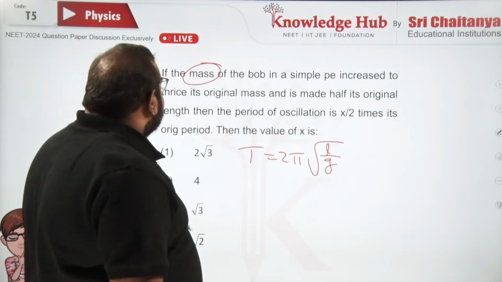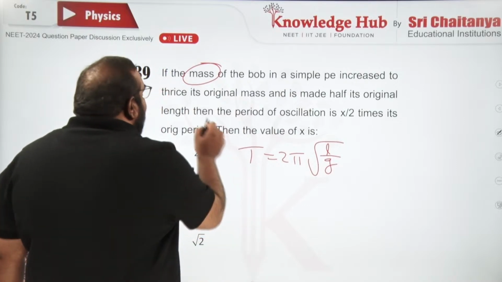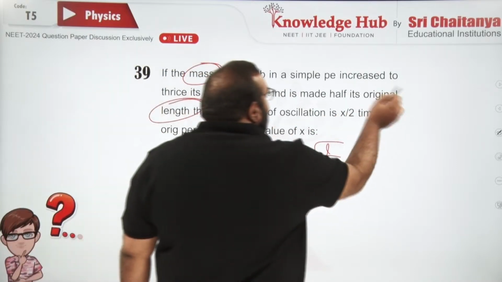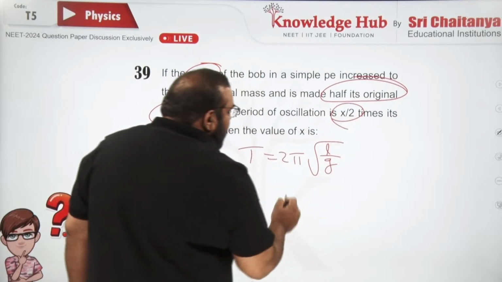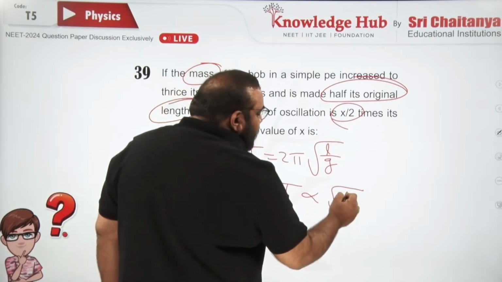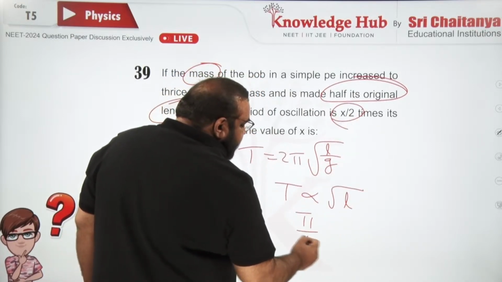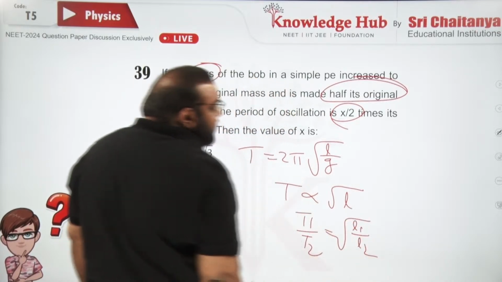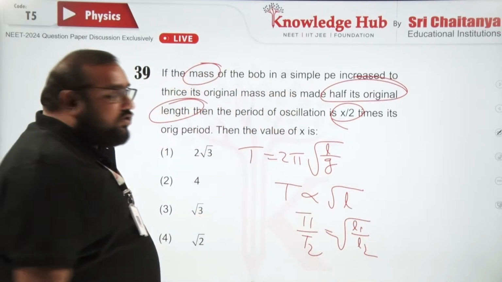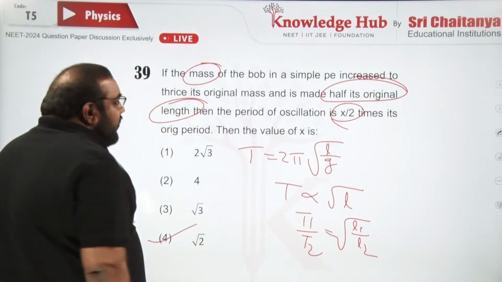And if it is made half of its original length, when compared to length, now the length will become half of the original length. Then the period of oscillation will change. Directly write the relation, T is proportional to root L. Then T1 by T2 is equal to root of L1 upon L2, where L1 is L and L2 is L by 2. If you substitute that, you will get the new time period will be root 2.